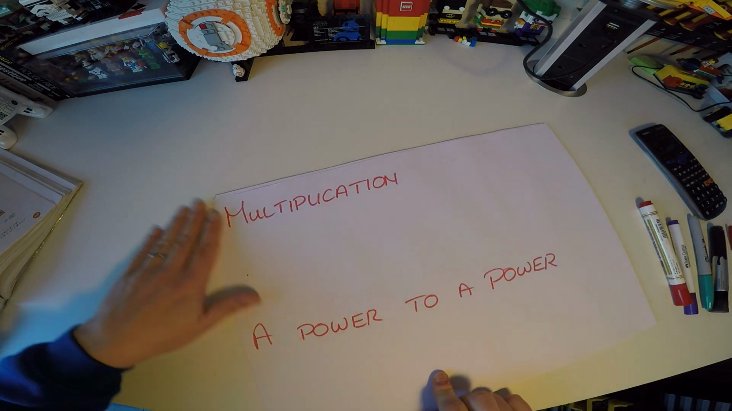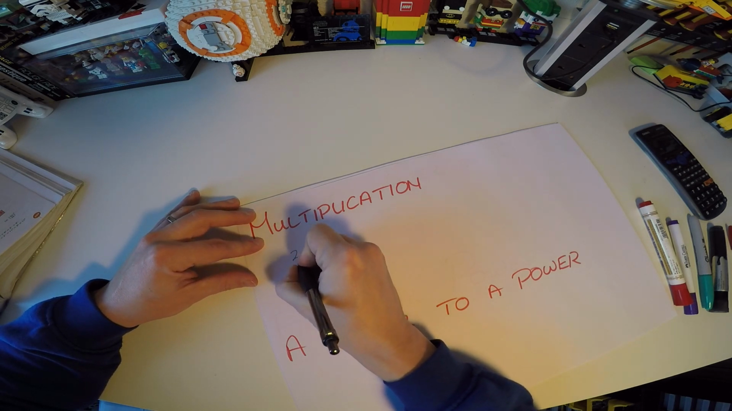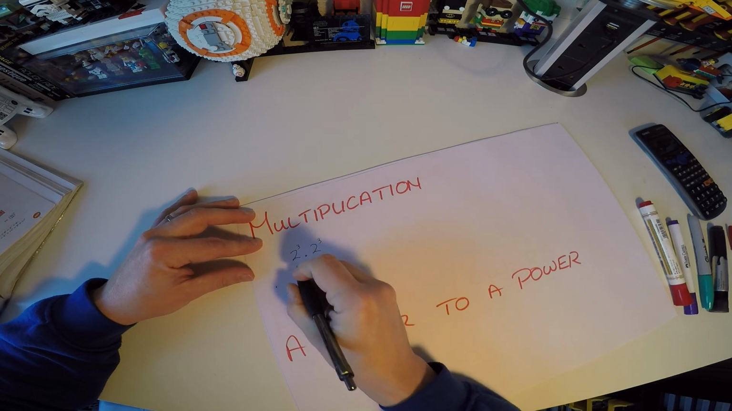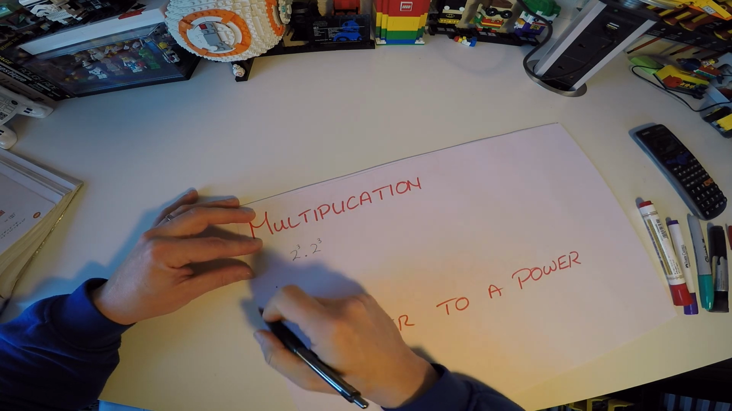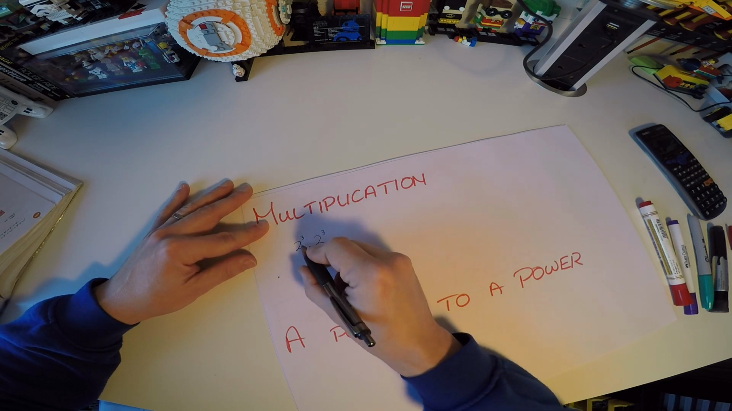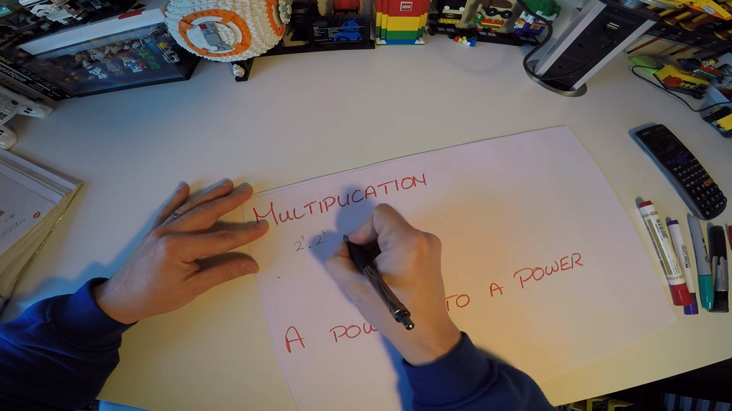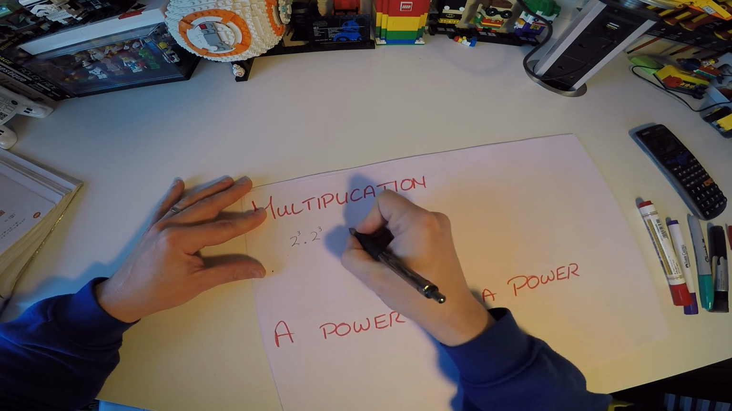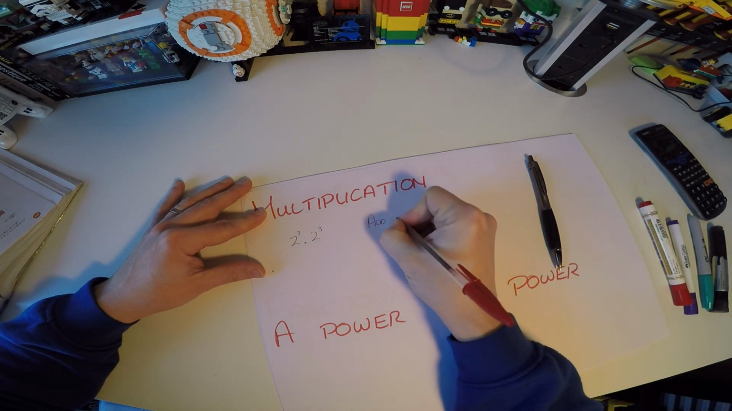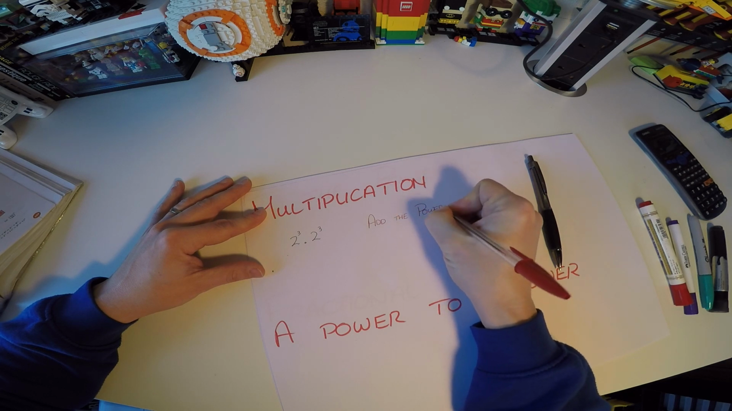Now, multiplication, we just touched on there. So what about this? Well, if I have 2 to the power 3 multiplied by 2 to the power 3, and you will sometimes see a dot for multiplication, because we use x as a variable sometimes, we don't always use it as a multiplication symbol. But here, 2 to the power 3 and 2 to the power 3, you add the powers here, right? So that's your rule for multiplication, add the powers.